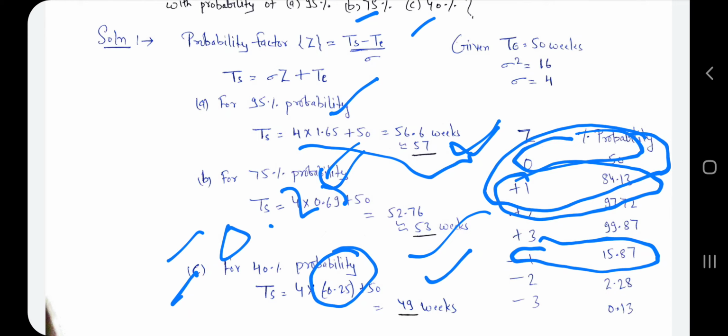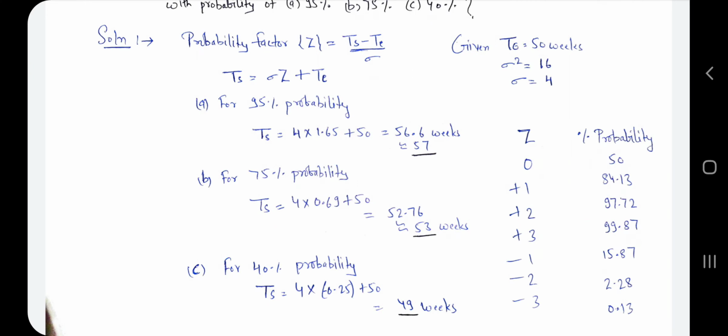So this is the other form. You have to find the probability factor, completion project value or probability. For that you also need to remember this table.